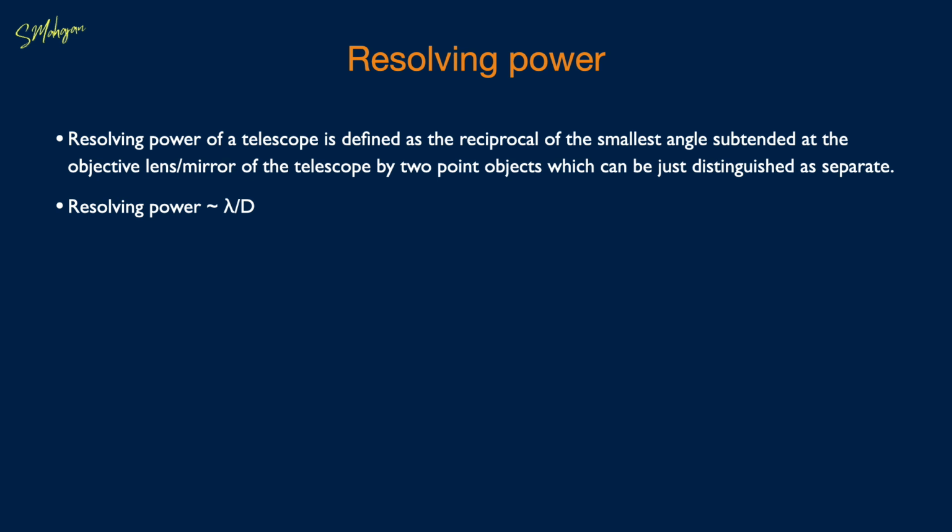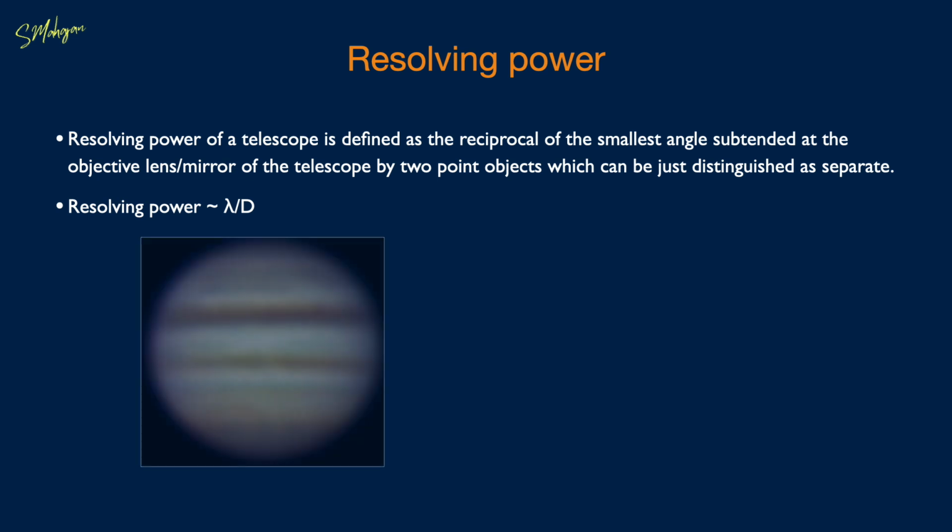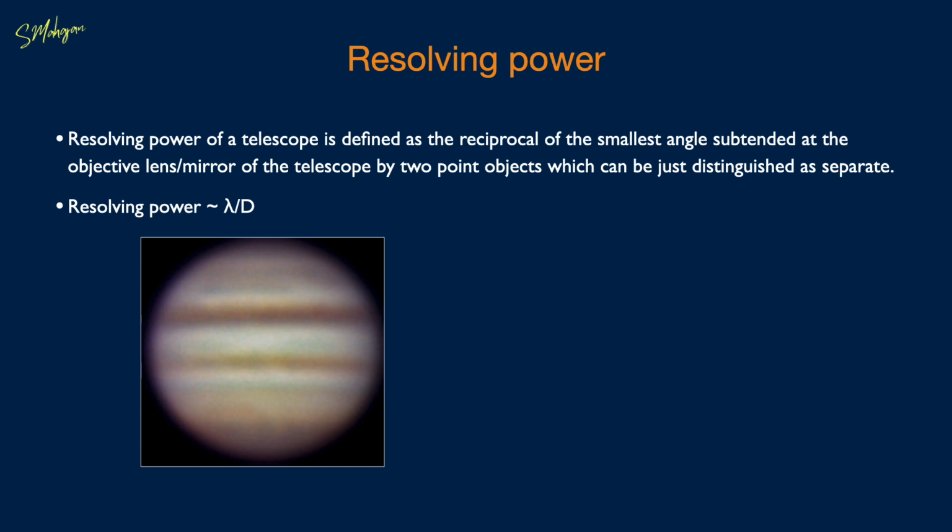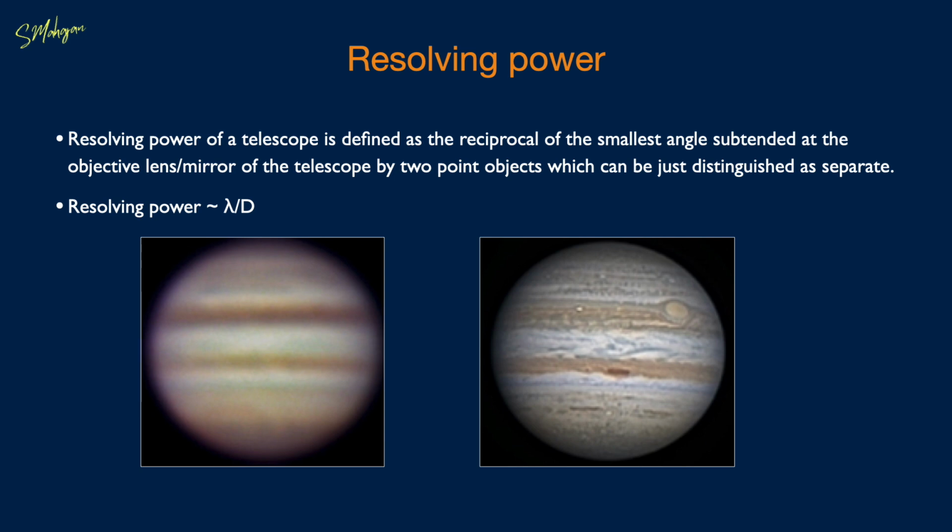Mathematically speaking, resolving power is proportional to the ratio of wavelength to the diameter of the telescope. This implies that for a given wavelength, a bigger telescope will help us see finer details of an object. So big telescopes not just collect more light, they also help us to see the detailed features in a distant object.